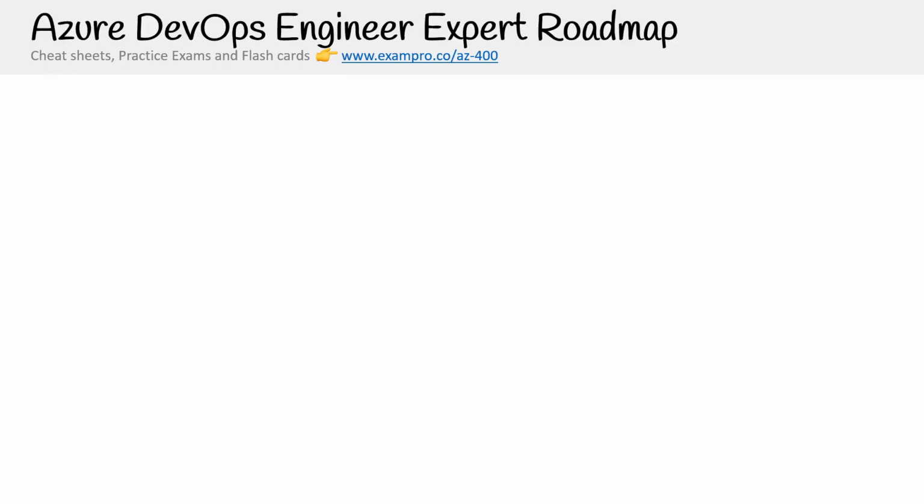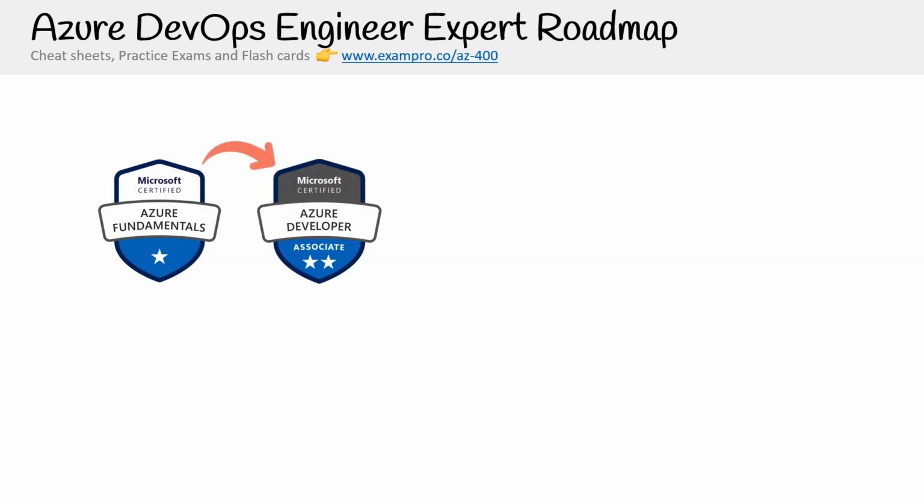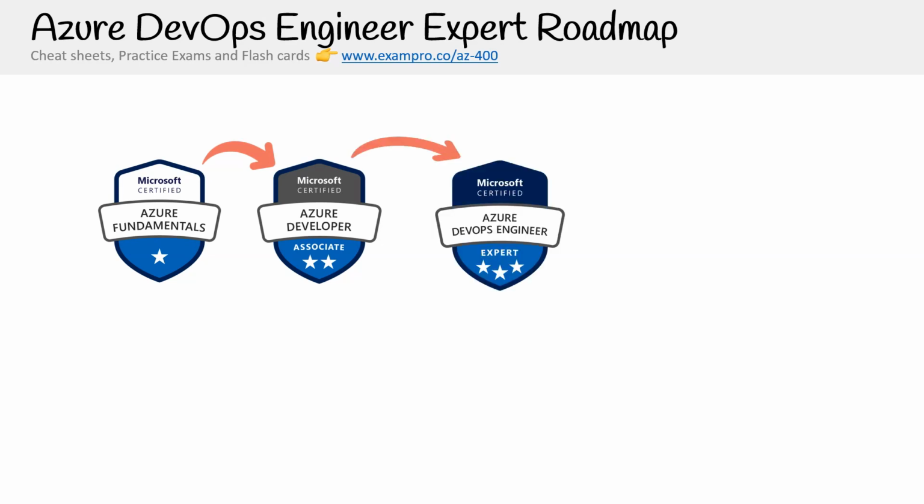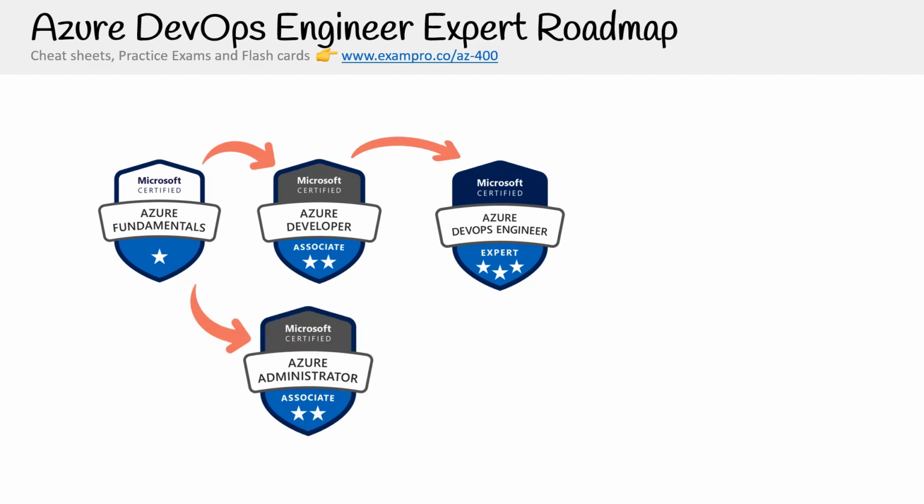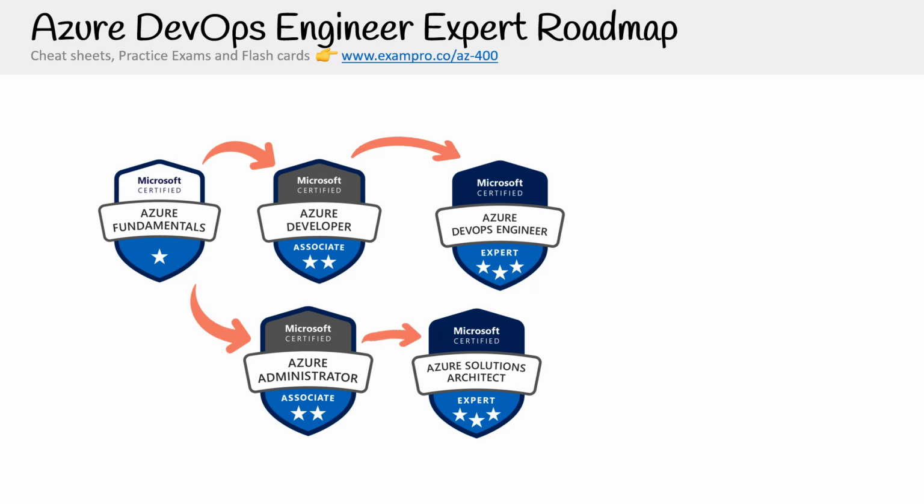So, what's the Azure DevOps Engineer Expert roadmap like? Well, the most common route that people take to reach the DevOps Engineer Expert is to start at the Azure Fundamentals. It's not mandatory, but it helps build a solid foundation. Then you take the Azure Developer Associate for designing, building, and testing Azure applications, and eventually take the Azure DevOps Engineer Expert. Another common path is to take the Azure Administrator Associate and then the Azure Solutions Architect.